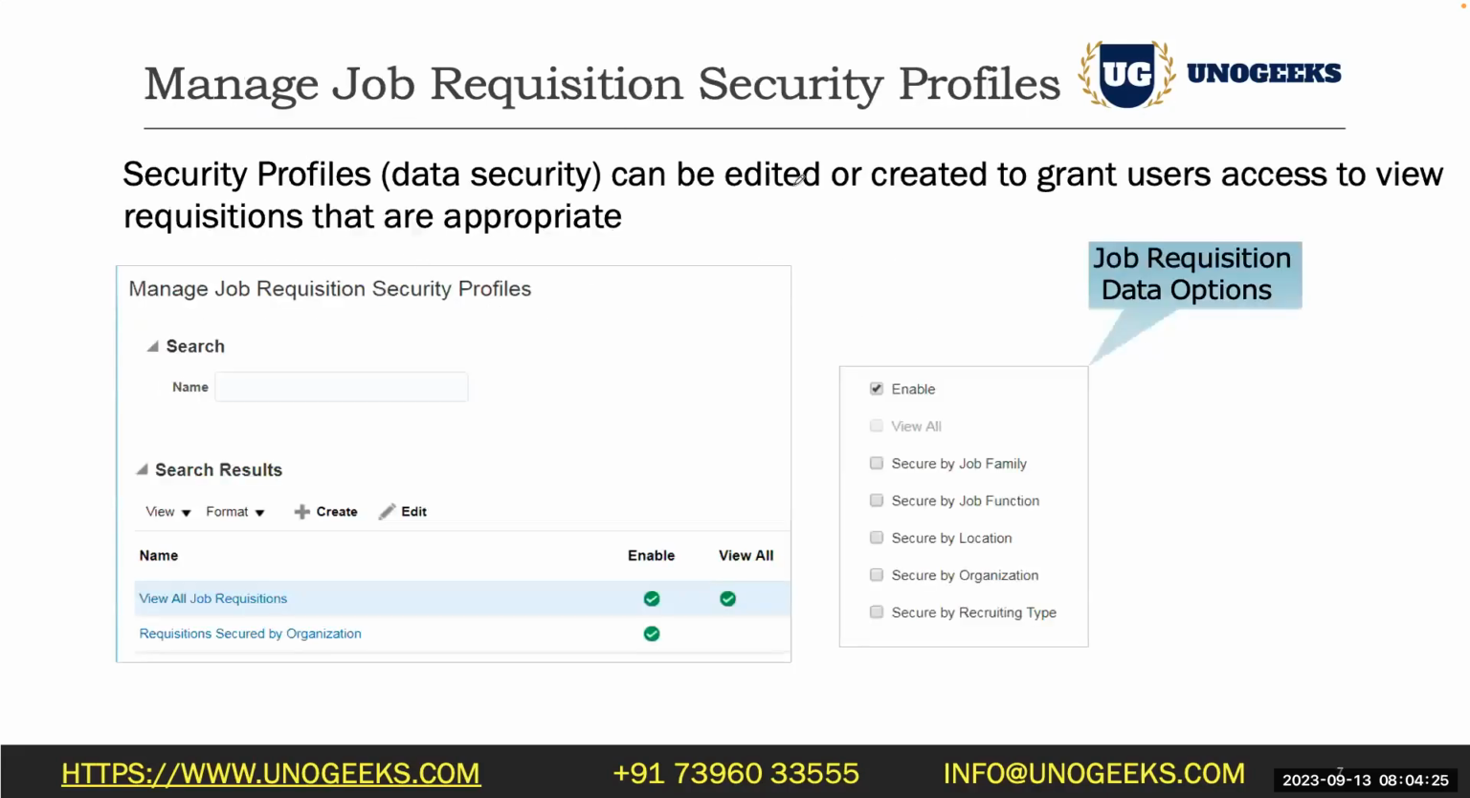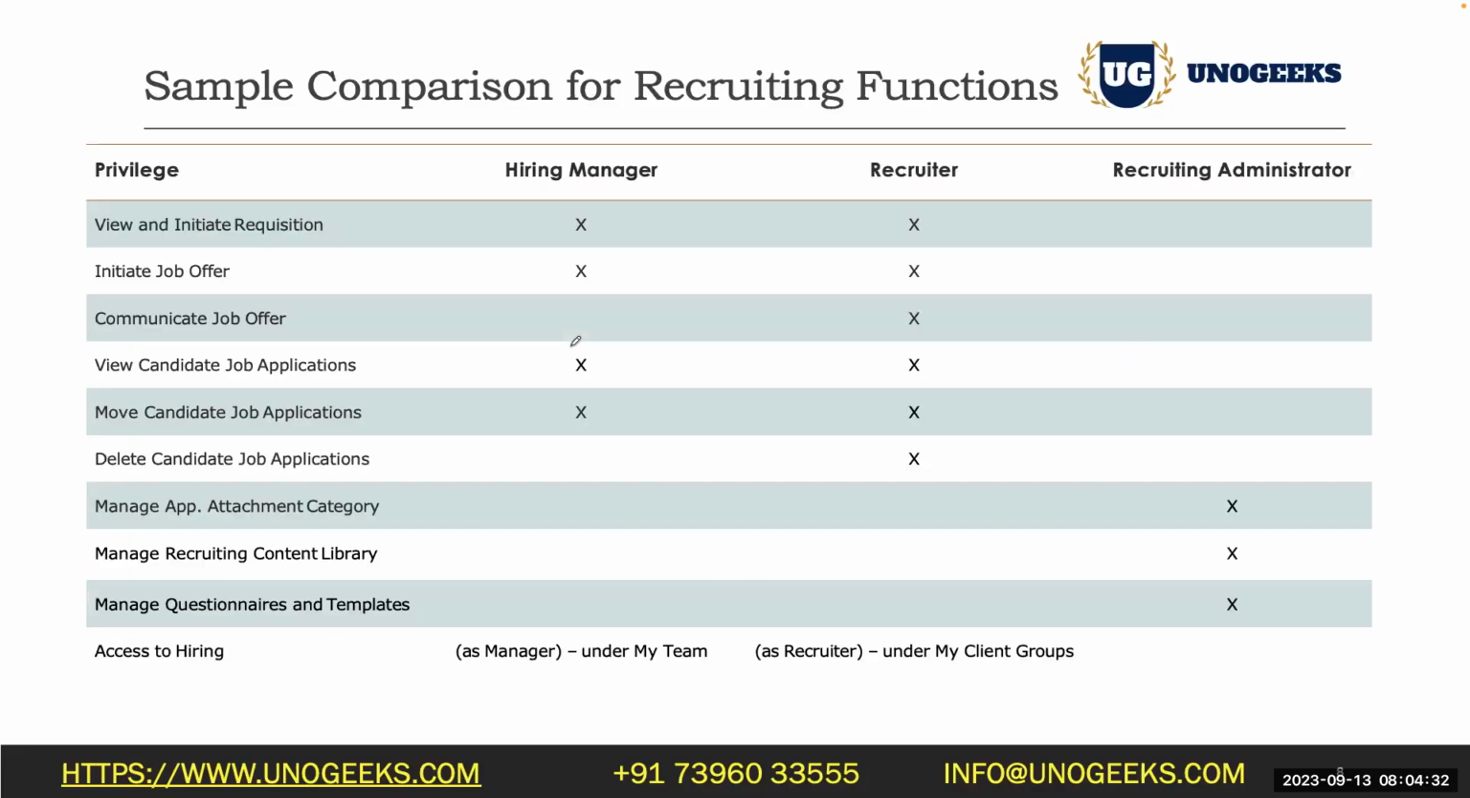So this is how the job requisition security profile page will look like. We'll skip this page slide for now. We'll look into it inside the Fusion once we go into the application. Okay. So next, this is a sample comparison of the different recruiting functions. We have privileges on the left side, and then we have different users: hiring manager, recruiter and recruiting administrator. So we'll see which user has what kind of privileges.